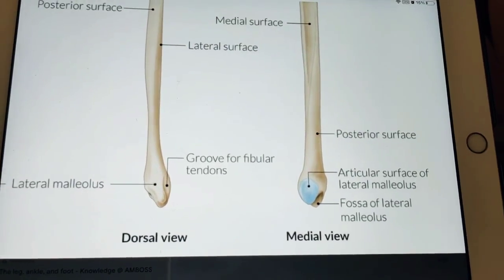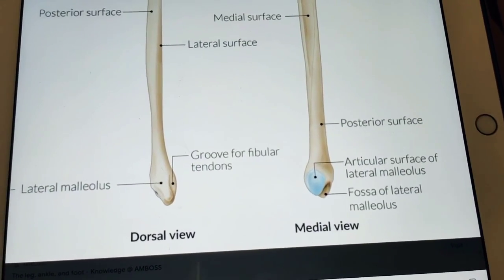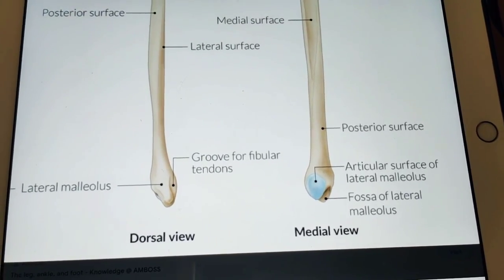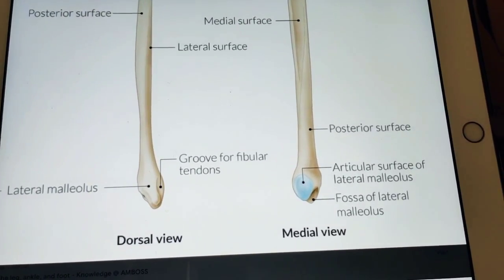So by this we completed all the bony features of fibula. In the next part we'll discuss about the attachments and relations of fibula.